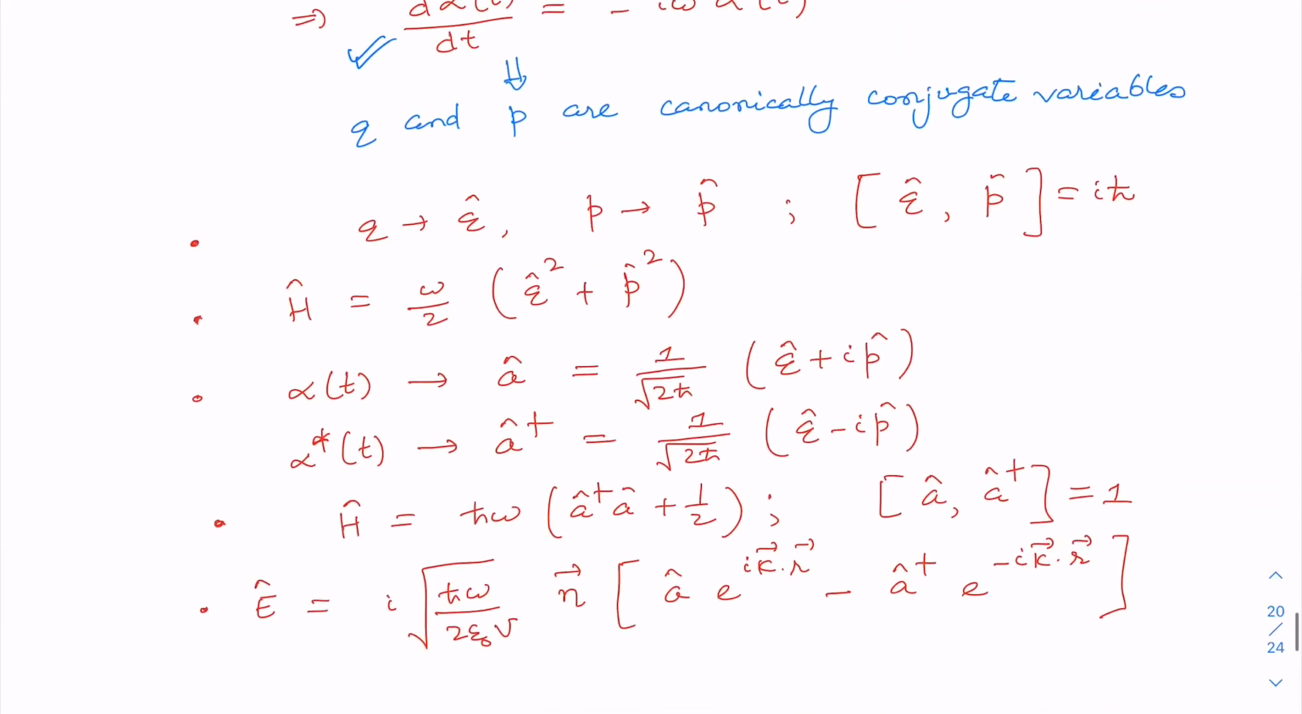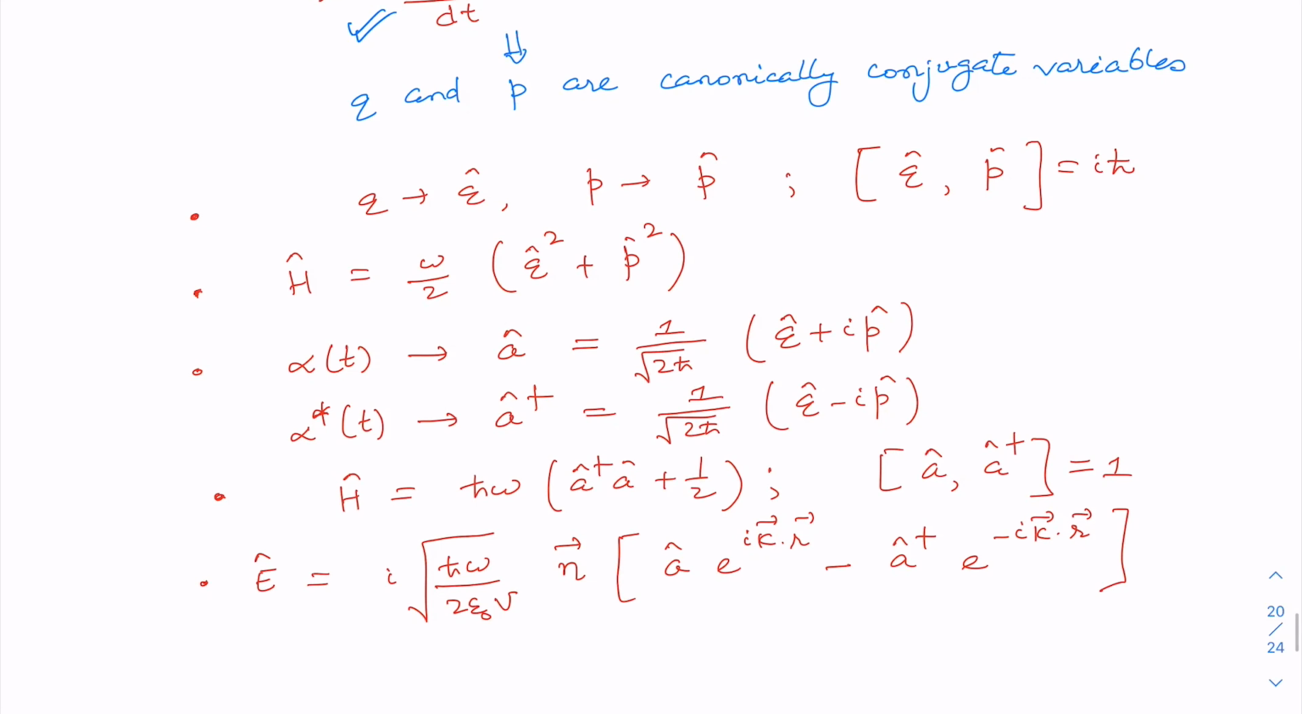Then quantization is straightforward, and thereby we were able to show that a mode of a traveling electromagnetic wave behaves like a quantized harmonic oscillator, and the electric field operator we can also write in terms of the annihilation and creation operators.